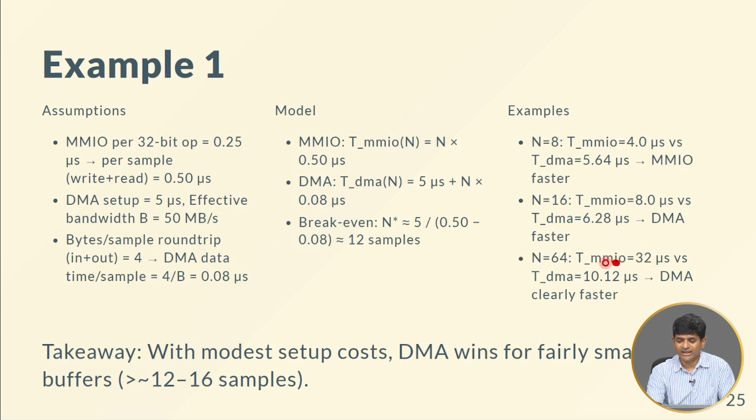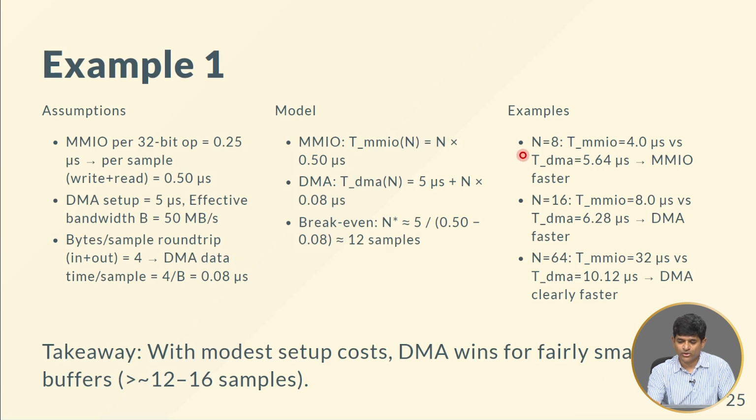MMIO takes 32 microseconds, DMA takes 10. At this point DMA is clearly faster and you really have to justify why you would still want to use MMIO instead of DMA. If you link both of these equations together, you can work out an n star, which is the break even point, where we ask at what value of n these two numbers are almost equal. By working it out you will see that it's basically 5 divided by 0.5 minus 0.08, which is about 12, okay.